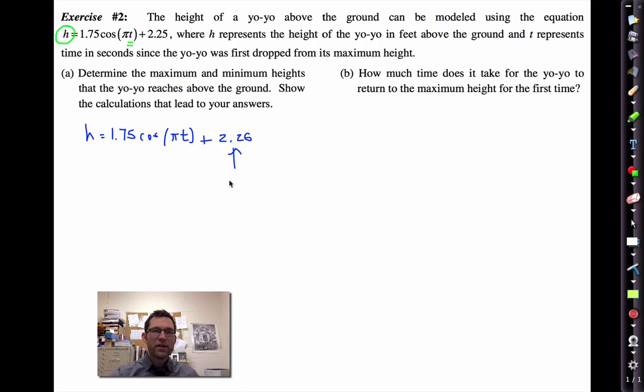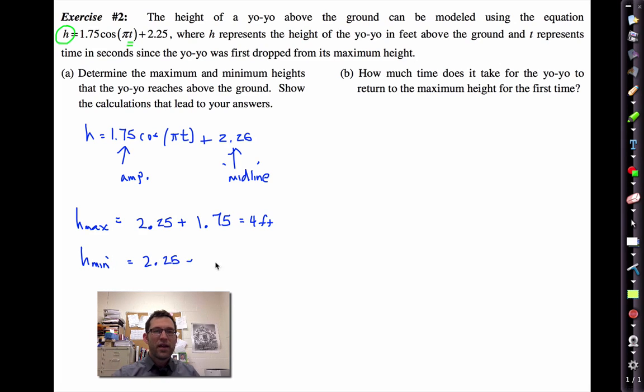Well, as we all know, that 2.25 is now the midline, right? So that's that horizontal line. And this 1.75 is the amplitude. So the maximum height is going to happen when we take that midline value and we add the amplitude to it. And that's going to give me 4 feet. And the minimum height of the yo-yo is going to occur when I take that midline and I subtract the amplitude, right? The amplitude is how far above and below. And that's 0.5 feet.